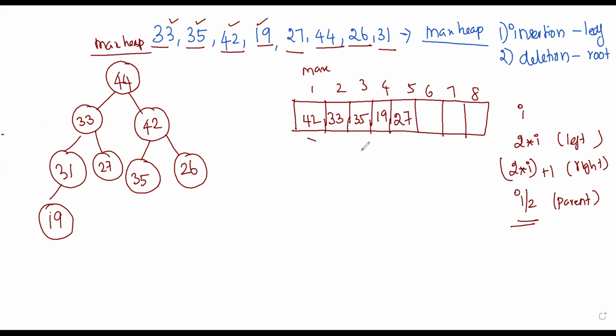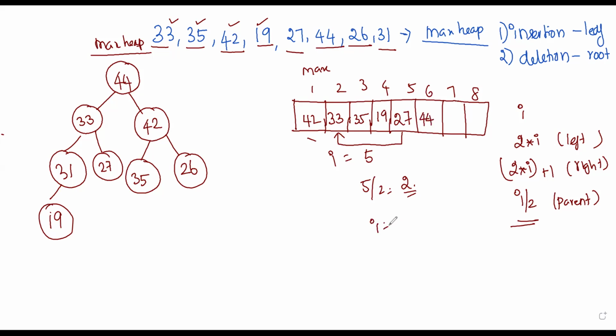The next element to be inserted is 27. Put it here. 27 is at the fifth node, so i is equal to 5. To find its parent, 5 by 2 is 2 point something. Take only the floor value. So this element's parent is at the second location. Compare with its parent. Since it's a max heap, the parent should have the maximum value. The parent already has the max value, so don't swap.